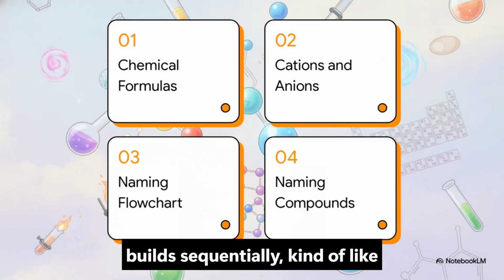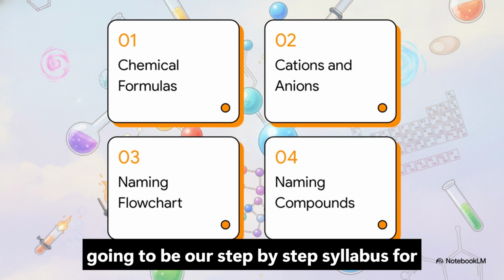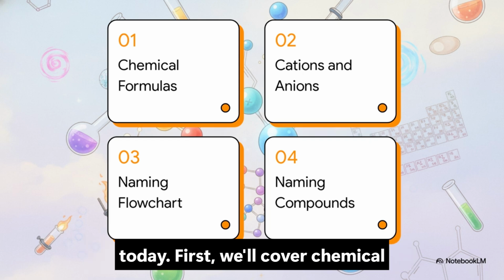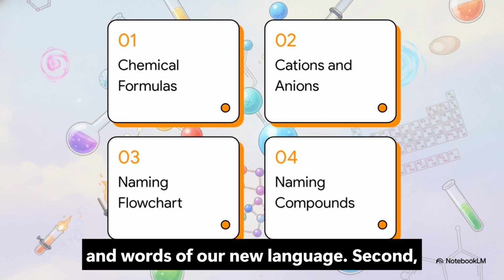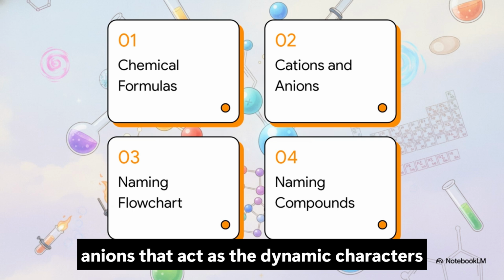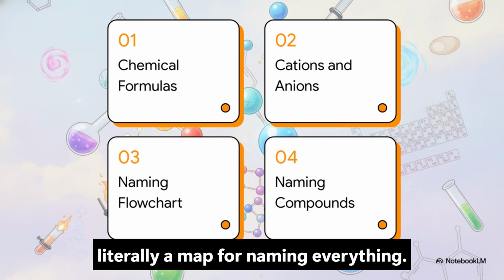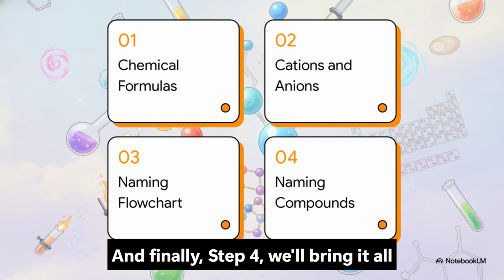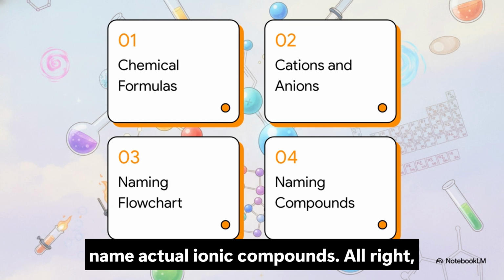Now, chemistry builds sequentially, kind of like learning a brand new language. So this is going to be our step-by-step syllabus for today. First, we'll cover chemical formulas, which are basically the letters and words of our new language. Second, we'll meet the ions, the cations and anions that act as the dynamic characters in our chemical story. Third, we'll look at the nomenclature flowchart, which is literally a map for naming everything. And finally, step 4 will bring it all together, showing us how to write and name actual ionic compounds.